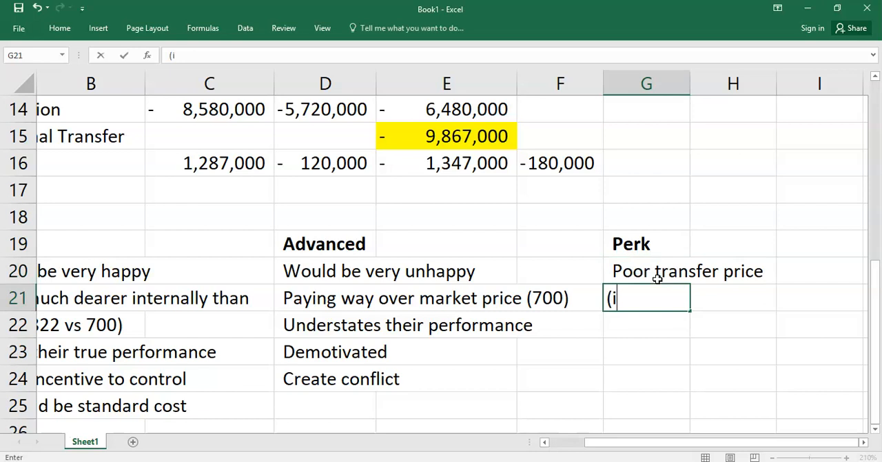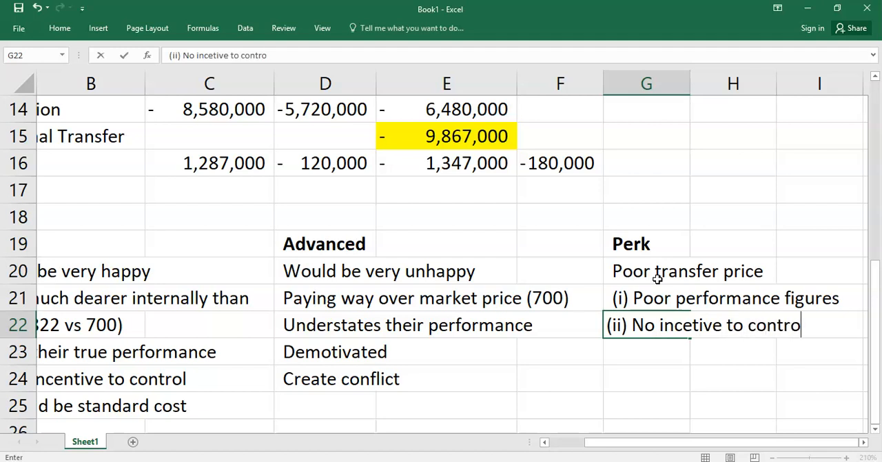Why? Well, number one, it gives you poor performance figures. Those performance figures are artificial. Basics are artificially high, advanced are artificially low. So they're not good for making decisions. Two, no incentive to control costs.